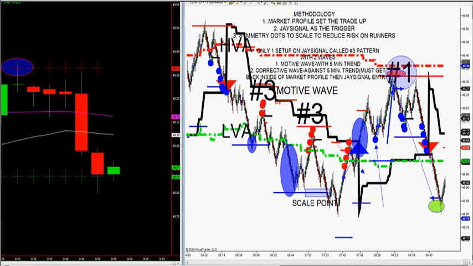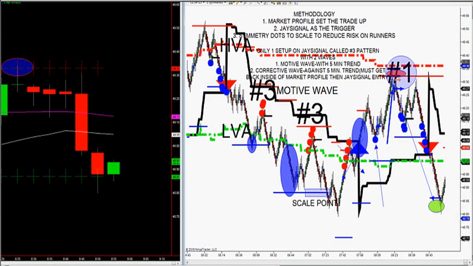We already had our number 3 trades on the motive waves. And the J signal is very simple. The methodology on the J signal says this at the top. Market profile sets a trade up, J signal is the trigger, and symmetry dots to scale out. The trigger, if you're using a 3-sim Renko on J signal, it broke LVA, take the first retracement, there's a J signal fib dots, there's my arrow, there's my triangle to get in. Then we broke LVA, there's my Fibonacci dots, there's my arrow, there's my triangle to get in. Then we get back inside LVA, break back inside, there's your retracement, you had a corrective wave back up.